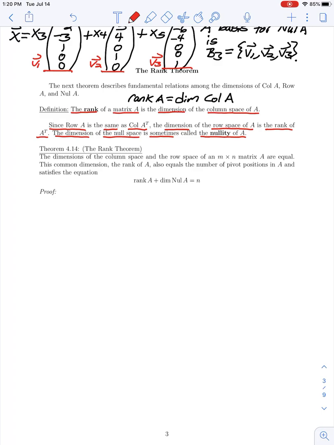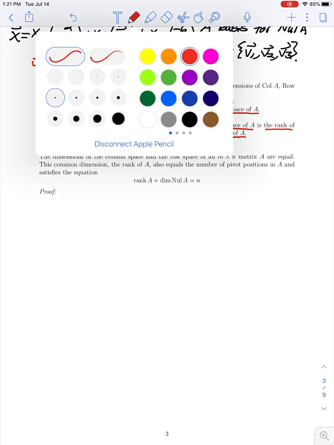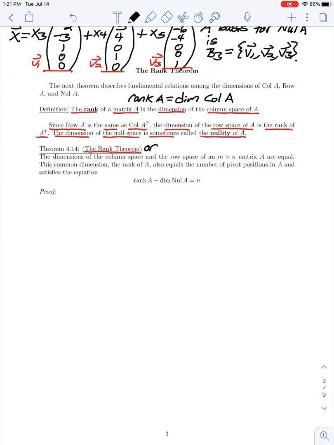So this new terminology allows us to state the rank theorem, or the rank nullity theorem, which is theorem 4.14 from your textbook. So again, in your text, it's called the rank theorem, or sometimes known as the rank nullity theorem. And here's what our theorem says. The dimensions of the column space and the row space of an m by n matrix A are equal to each other. That is, the dimension of the row and column space must be the same.